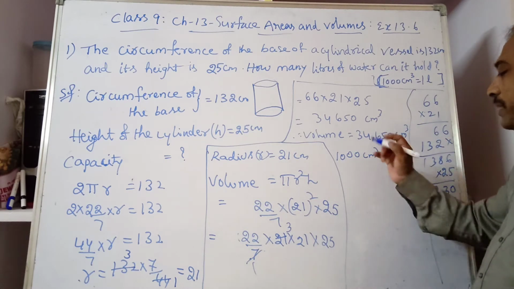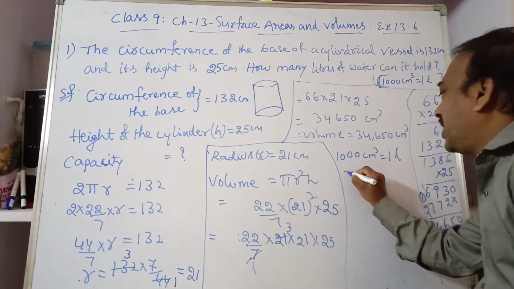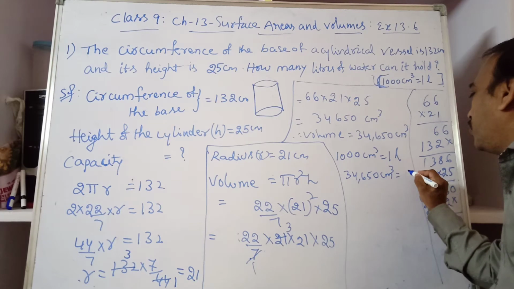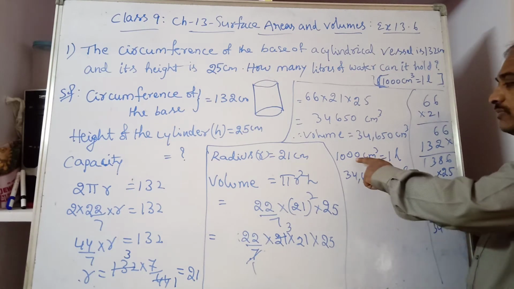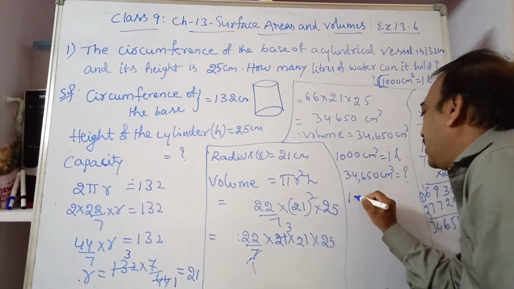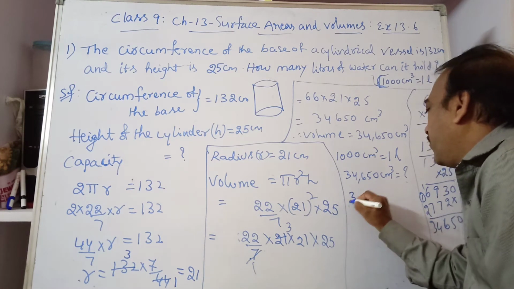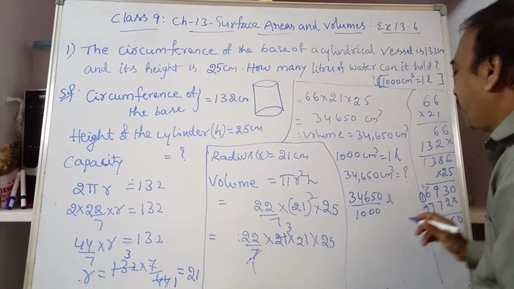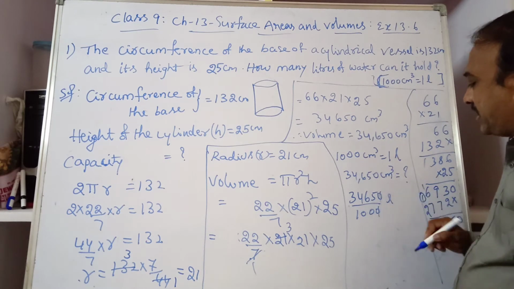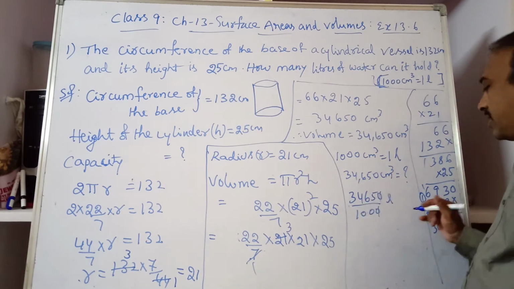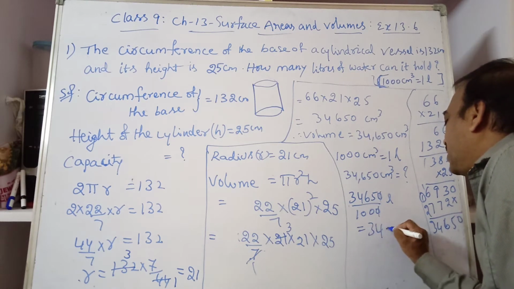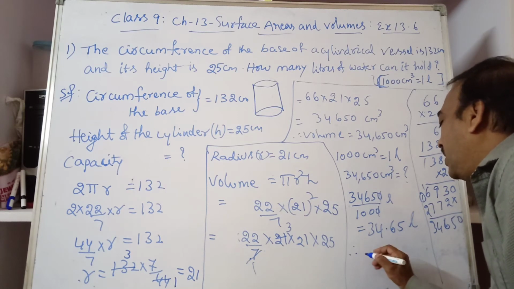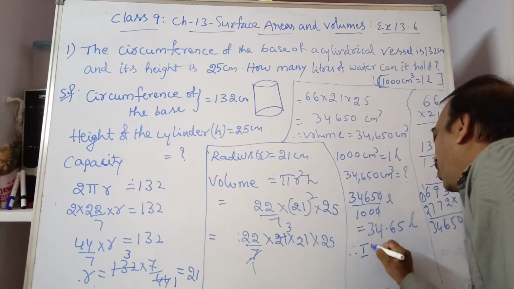These many centimeter cube means, so 34,650 centimeter cube is equal to how many liters? So you have to divide this by 1000, which is nothing but 34,650 by 1000 liters. When you place the decimal point, the zeros get cancelled and 2 zeros are there, which is equal to 34.65 liters.